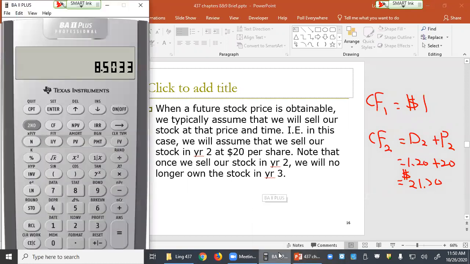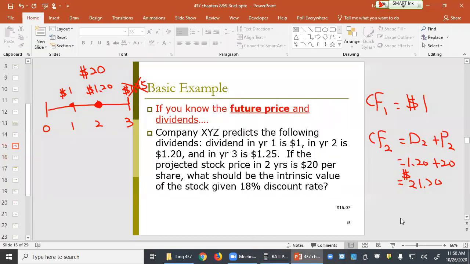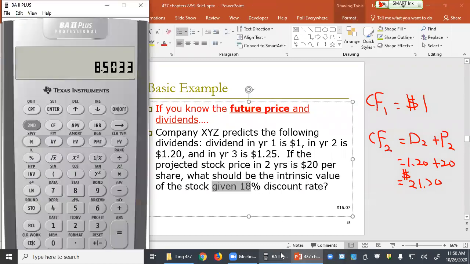Now, to solve for P0, we also need our discount rate or required return, and in this case, it is 18%. So we'll use the cash flow function key, press second and clear work.